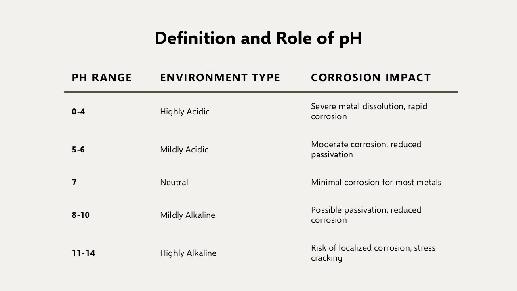Acidic environments, low pH, typically accelerate metal dissolution, while alkaline conditions, high pH, can either protect metals through passivation or cause localized corrosion such as pitting. Monitoring and controlling pH is therefore essential for maintaining process stability and preventing equipment damage. Understanding pH helps engineers predict corrosion tendencies and implement effective mitigation strategies.